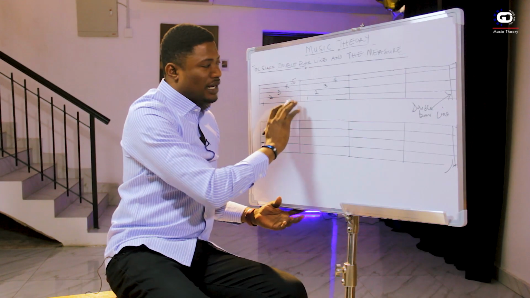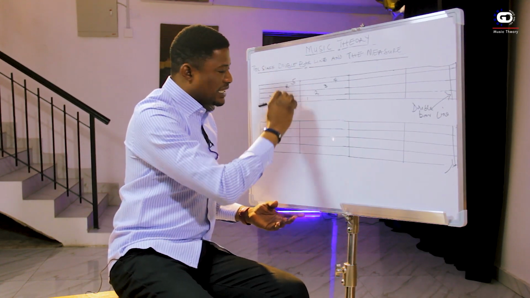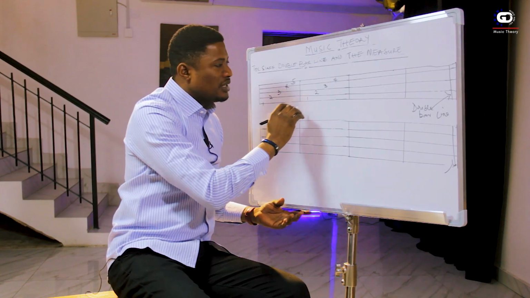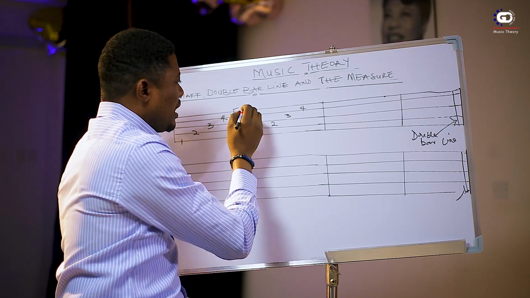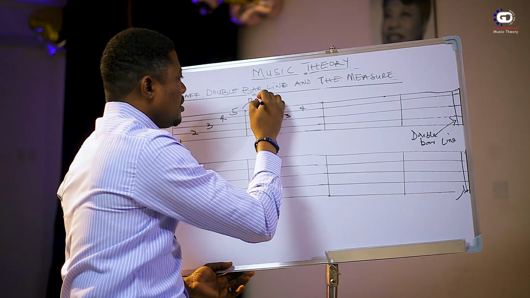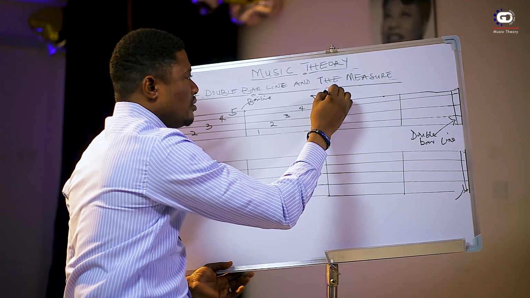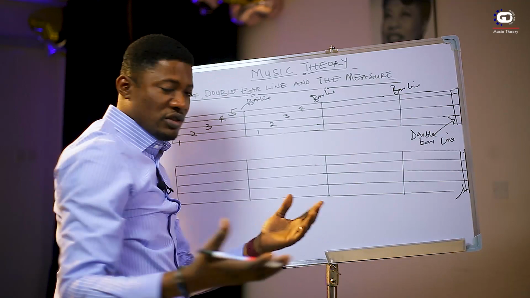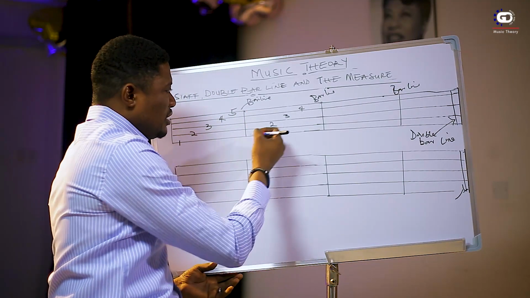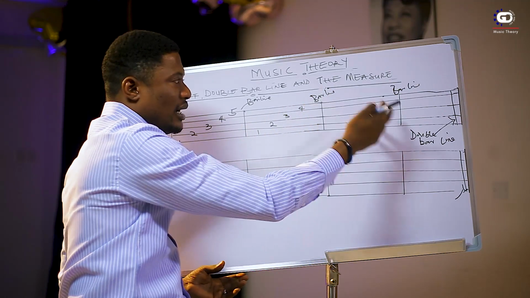There's what we call the bar lines. The bar line is the vertical line that divides the music into equal measures. So you have this as a bar line, here, bar line. When you hold a sheet of music, the line you see that cuts the music into equal measures is what we call the bar line.